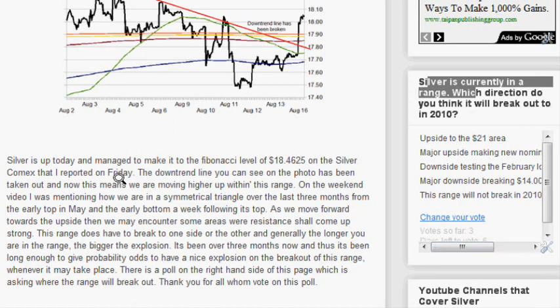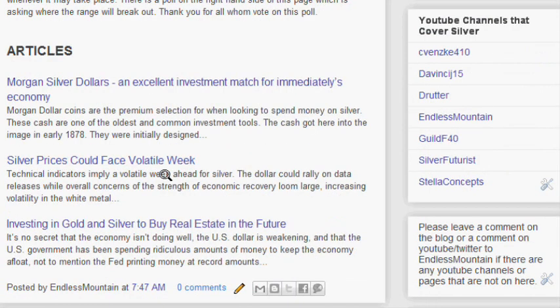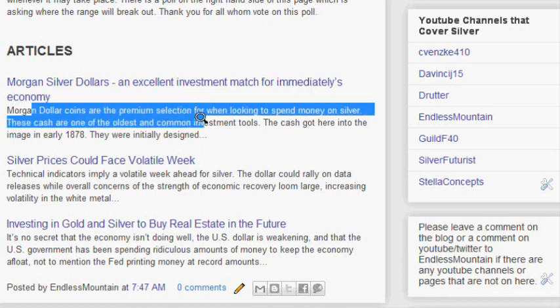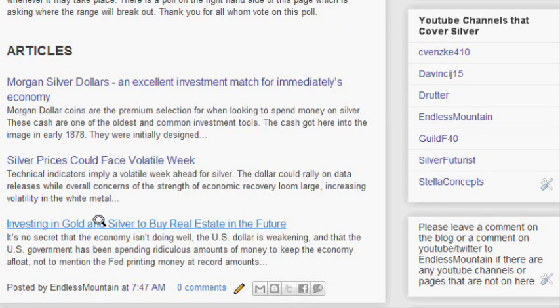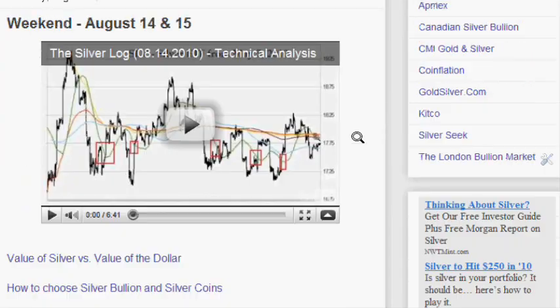Moving on, we have some new articles. Morgan Silver Dollars, an excellent investment match for today's economy. I copied and pasted that, but nonetheless, it's a pretty nice article. Silver prices could face volatile week. Investing in gold and silver to buy real estate in the future. These were the 3 that I came up with this morning. You also have the ones from the weekend.